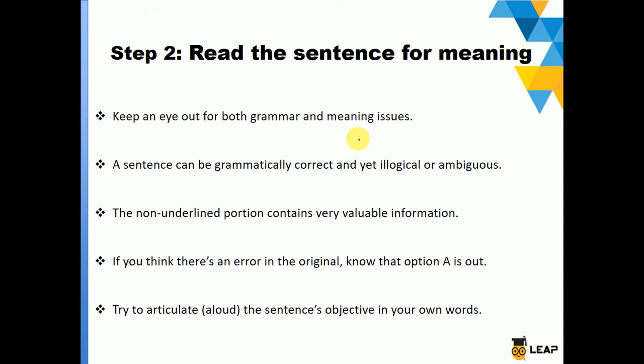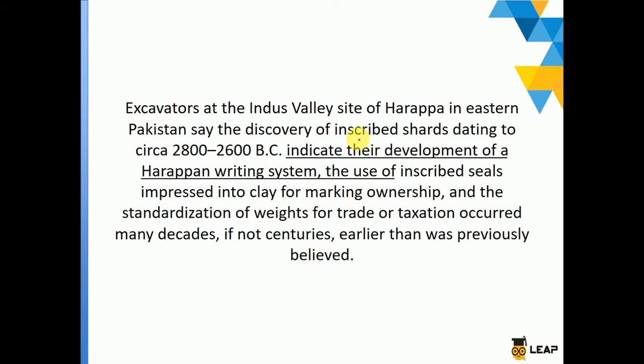Right? So this is where you do the reading of the sentence. So now, barring all the answer choices that I have shown you, just look at the sentence. What does it say? Excavators at the Indus Valley site of Harappa in eastern Pakistan say the discovery of inscribed shards dating to circa certain period of time, let's not worry about that, indicate their development of a Harappan writing system. The use of inscribed seals impressed into, whoa, okay, I've already lost sense in what I'm reading.